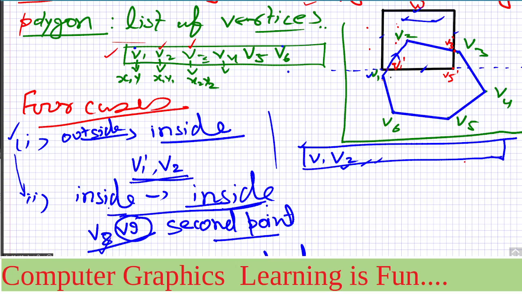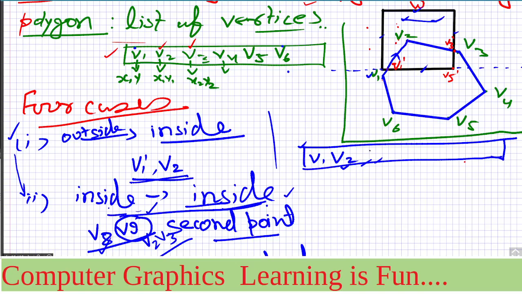In this case, what is happening? You are having this position, V2 as well as V3 both inside. So the line is from inside to inside for this boundary. So in this case, for this line V2 to V3, what is happening? V2, V3, the line is inside.